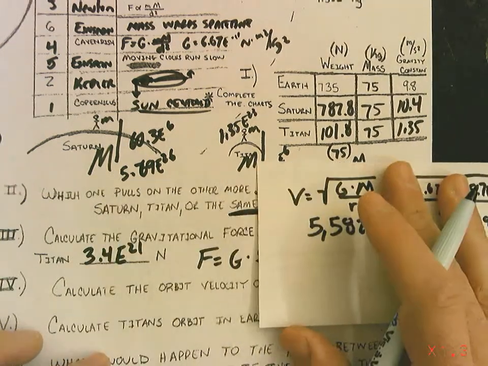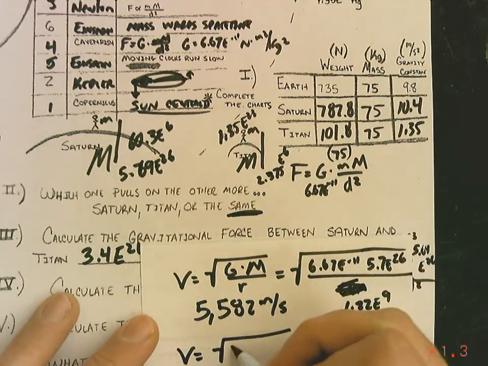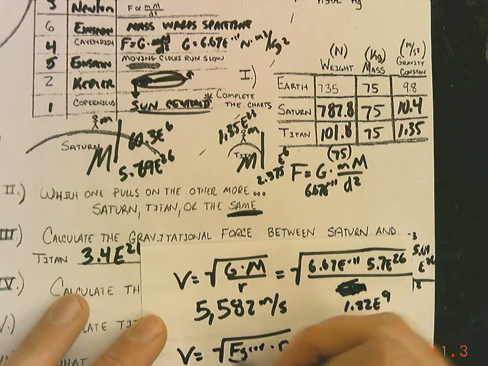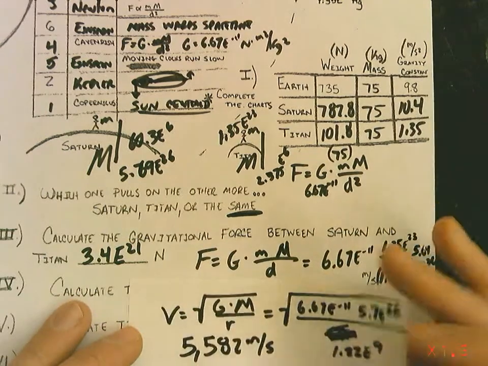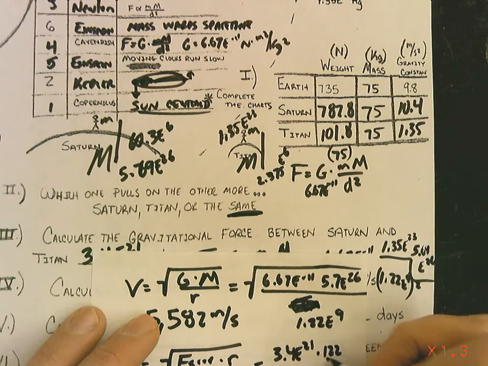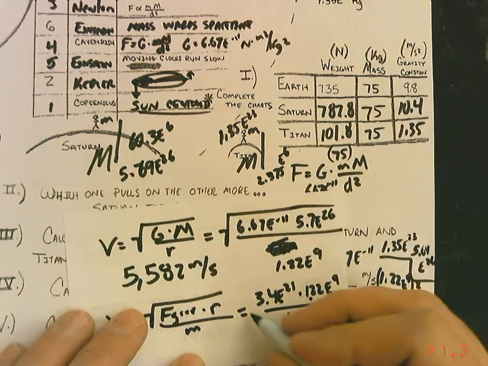We can also find the orbit velocity by using square root of f grav times the radius of the orbit divided by little m. So that would look something like this. We'd take our previous answer, which we rounded, so this isn't as good of an answer, 3.4 e to the 21, multiply by the radius of the orbit, 1.22 e to the 9, and then I will divide by the outside mass, which is Titan's mass, 1.35 e to the 23. And then I have to square root all that.